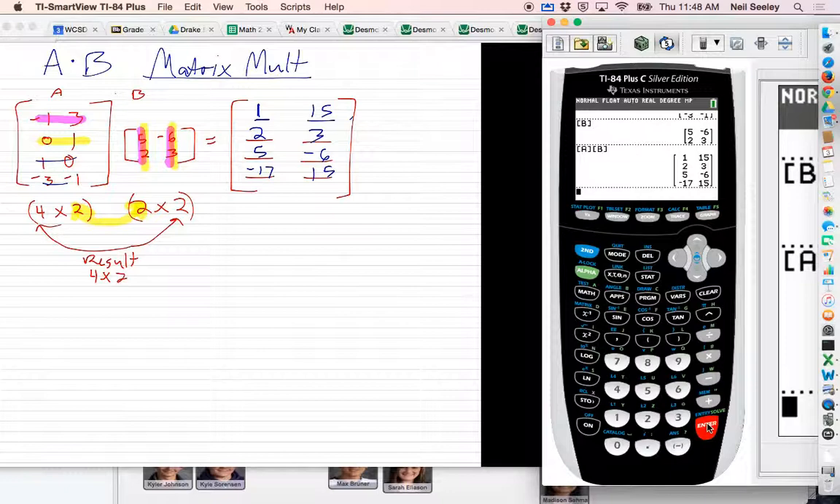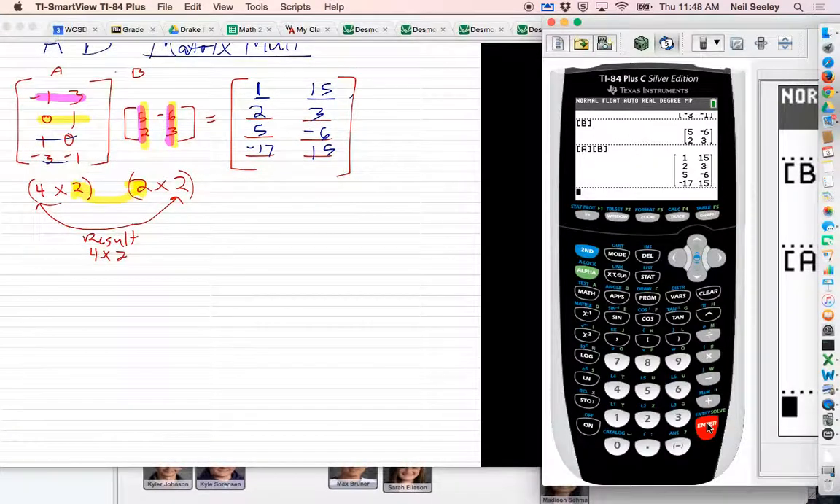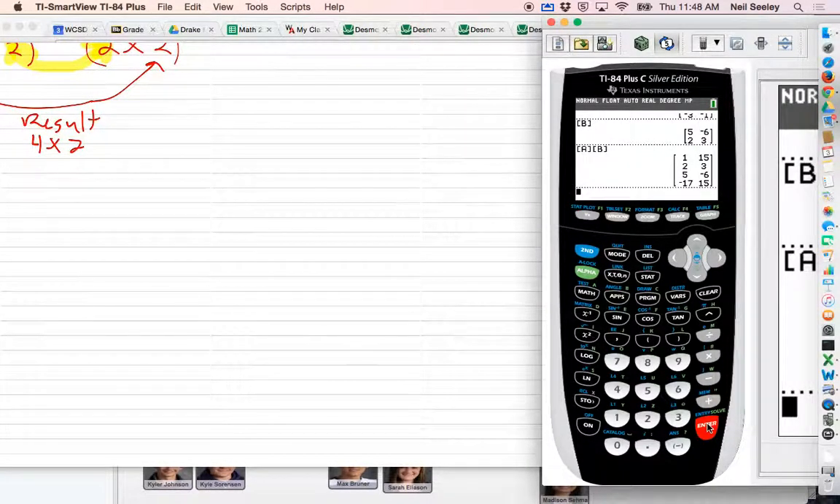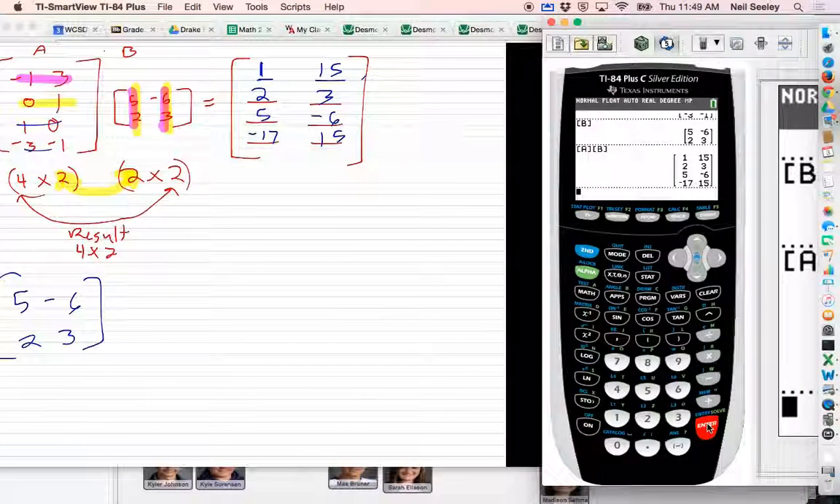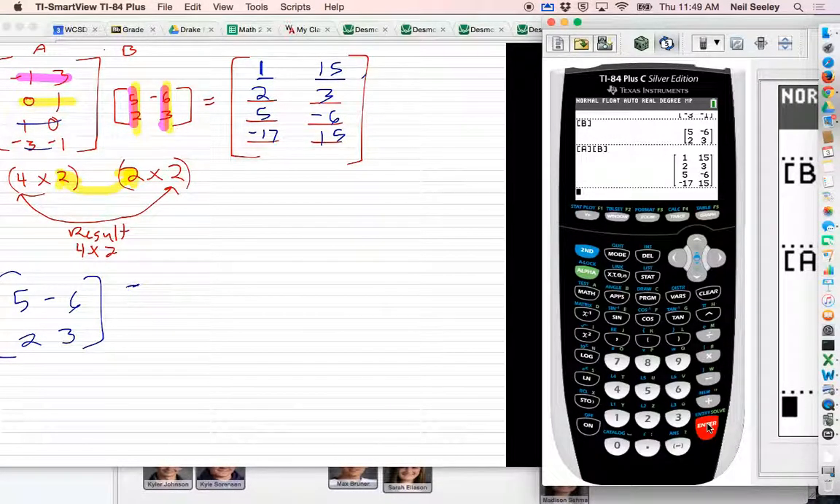So now, that worked. What if, for some reason, I had this epiphany. I said, oh man, I'm going to multiply B times A. What if I decided to go my 5, -6, 2, 3 matrix, and I multiply it by that one, -1, 3, 0, 1, 1, 0, -3, -1. The question is matrix multiplication what we call commutative? Can you go both ways?